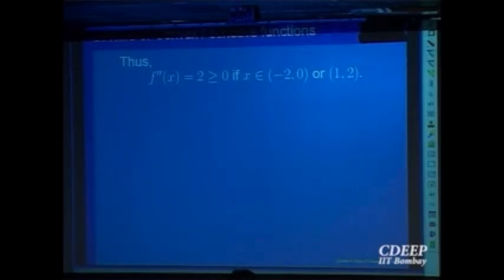Because this is minus 2 to 0 and that is 1 to 2. If you put them together, you say that in the union of these two intervals it is concave up, that is false. Because in each interval you have to analyze that condition separately.